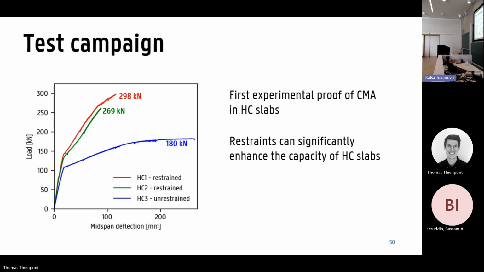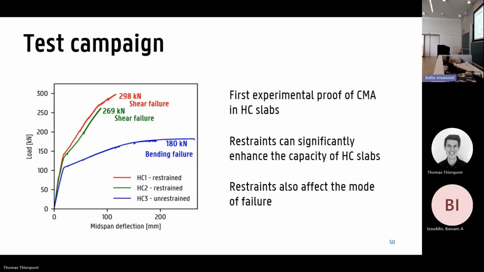So that's also interesting. And also an interesting result was the fact that the failure mode of these members can change depending on the restraints. In case of the restrained test, we had a shear failure, which was very abrupt. And in case of the unrestrained test, we didn't see a failure, but it was going towards a bending failure, which is much more ductile.